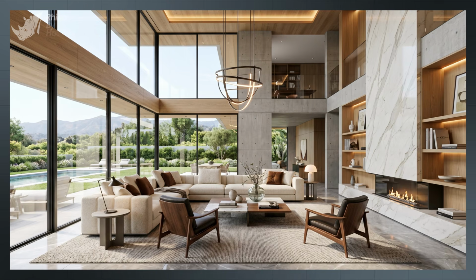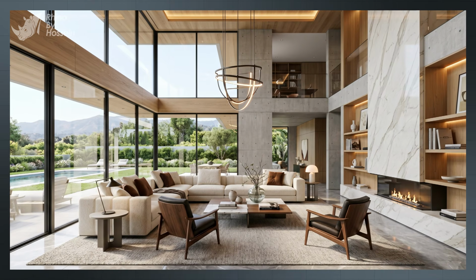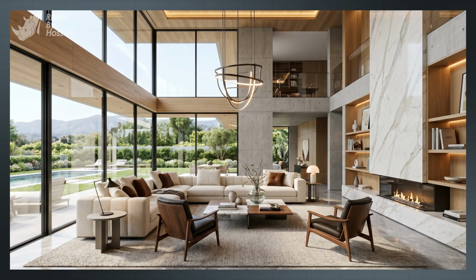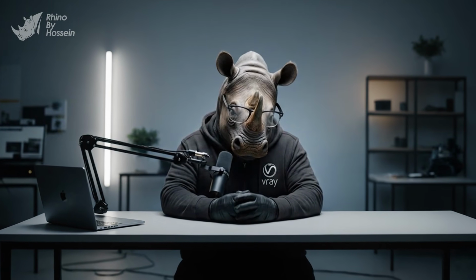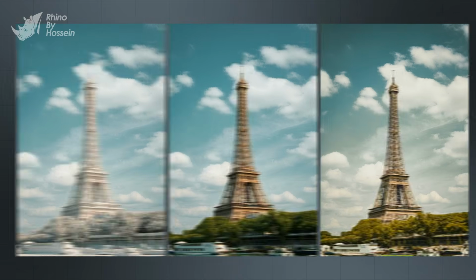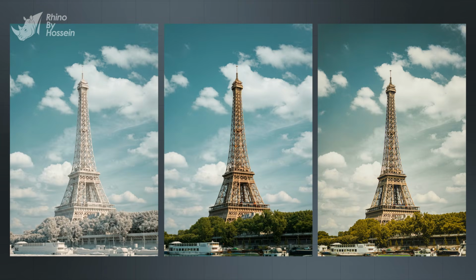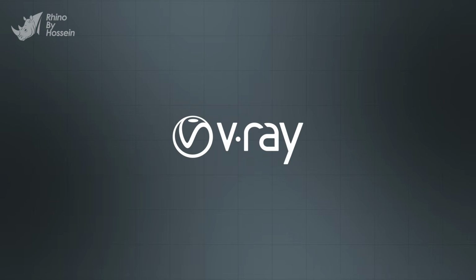Look at this image you're seeing right now. Is it real? Or is it a render? At first glance, it might seem obvious, but the longer you look at it, the more uncertain you become. Because today, we're talking about a tool that has almost completely erased the line between a real photograph and a computer-generated image. Its name is VRay.